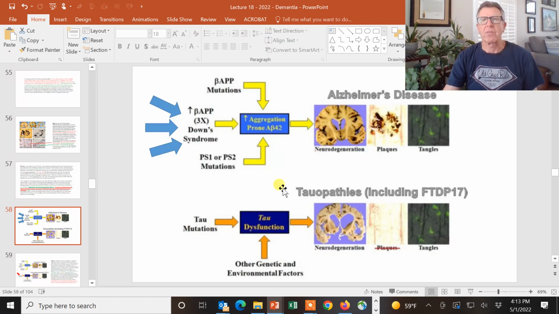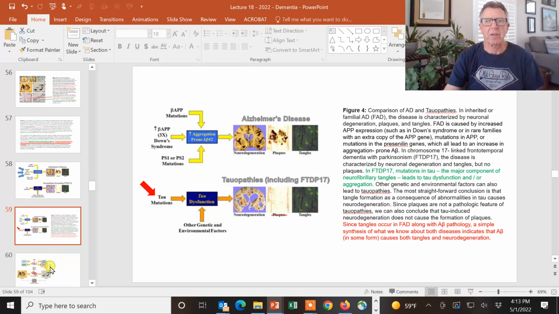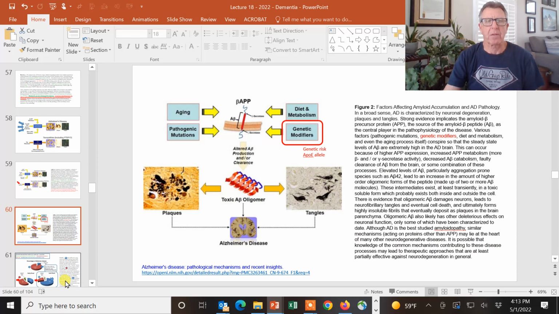So we have Alzheimer's disease with mostly plaques, some tangles, and then FTDP with the chromosome 17 mutation that has, you see, reduced plaques. It has some reduced plaques, but magnified tau pathology. And that's what this figure is all about. And here's the paper that talks about that.